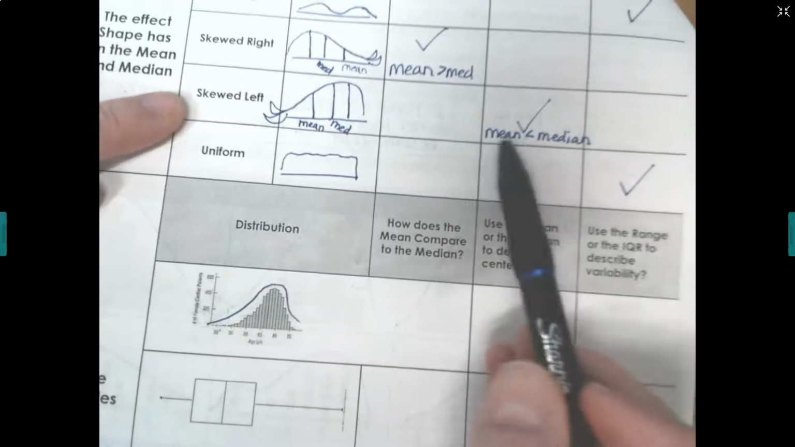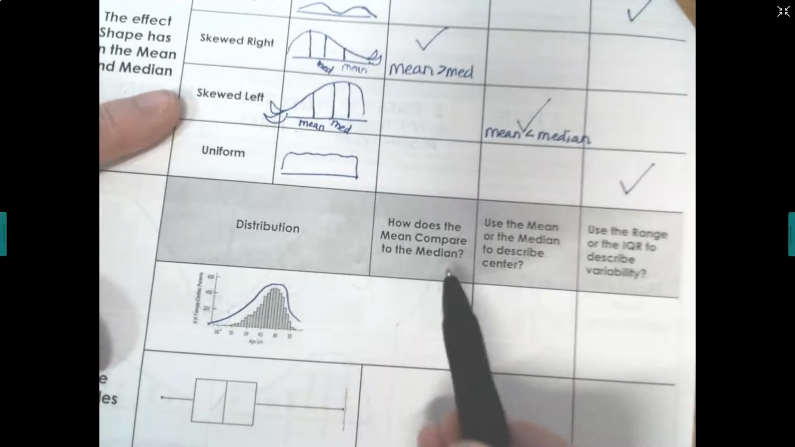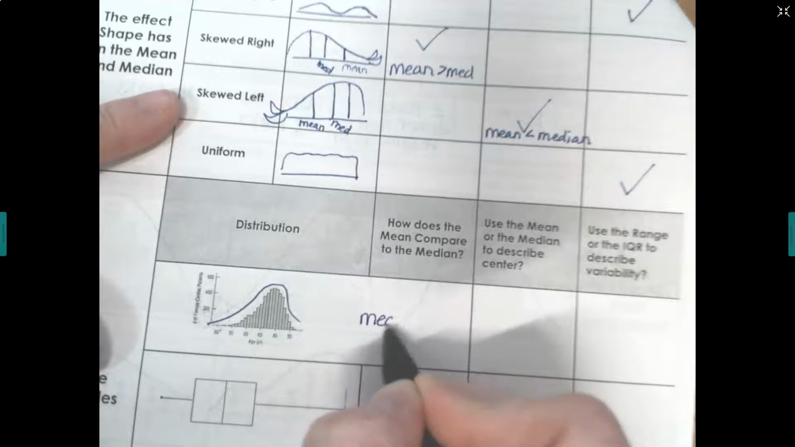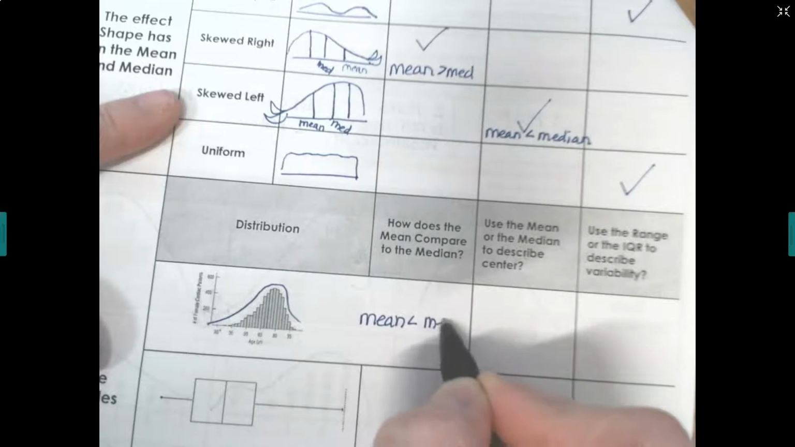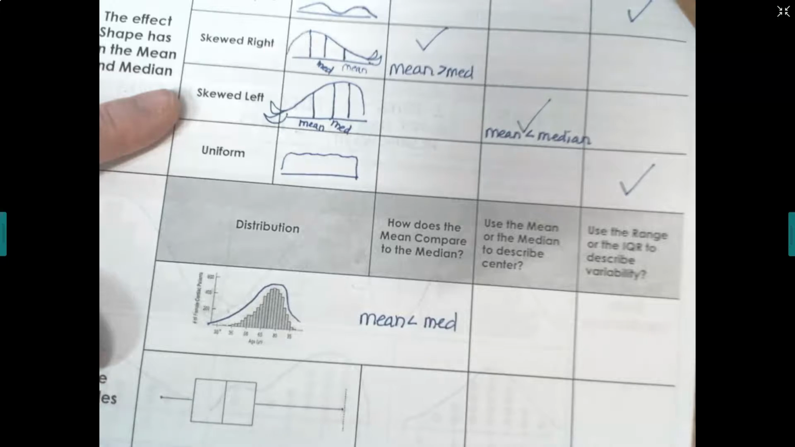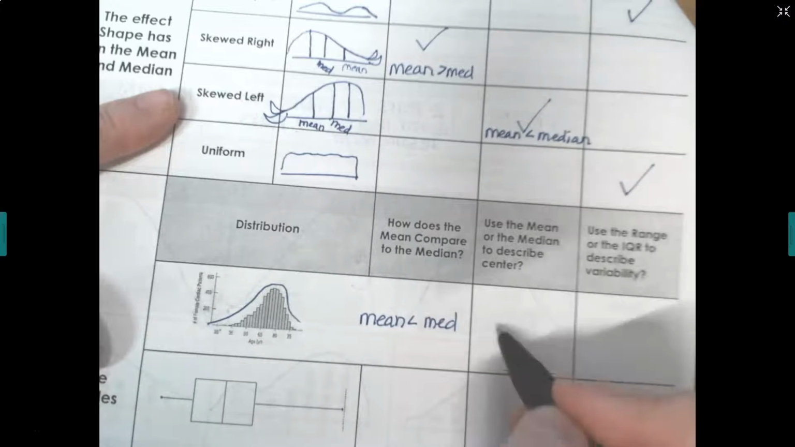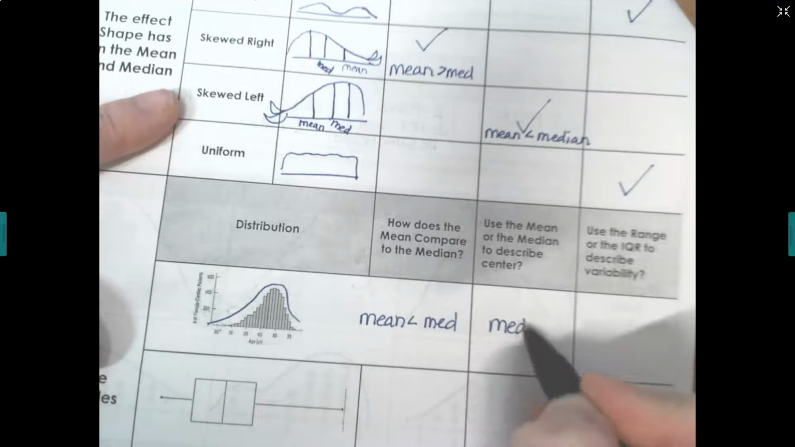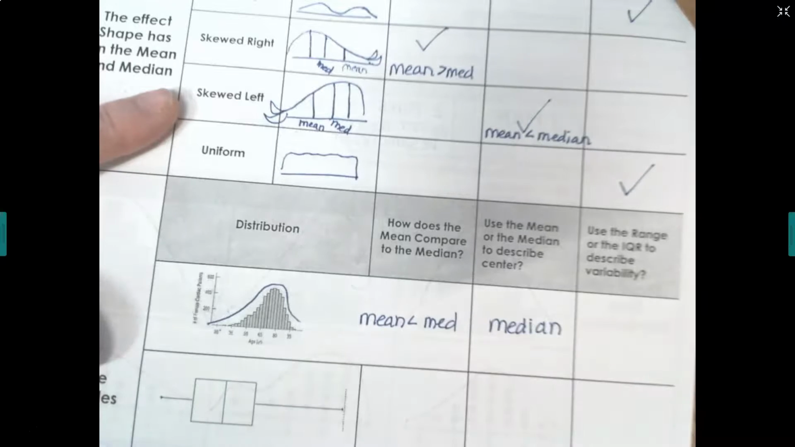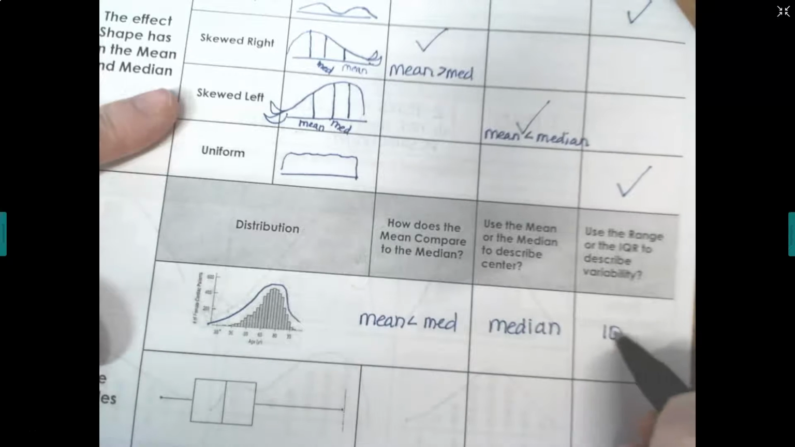There's a tail on the left, making it left skewed. If we're left skewed, the mean is less than the median. So how does the mean compare to the median? I'm going to say the mean is less than the median. Okay. Are we going to use the mean or the median to describe the center? Because the mean got pulled so much further, the better representation of center is the median. So we're going to use the median. And then do we want to use range or IQR to describe the variability? Because it is skewed, we want to use IQR here.